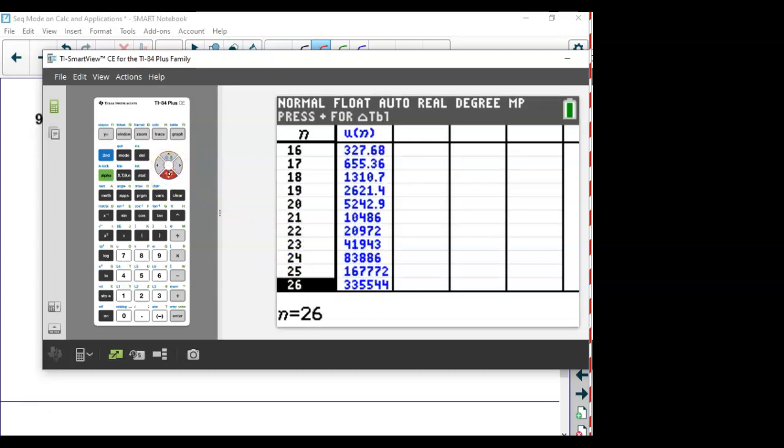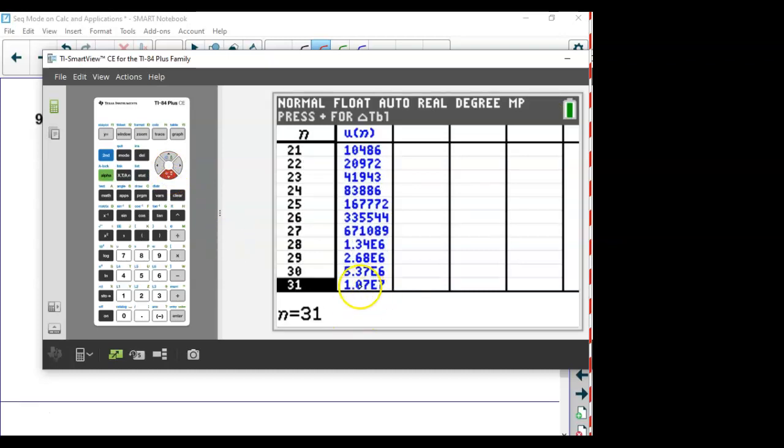Go out to, how many days does March have? 31. Does anybody look at that number? If you move your cursor over there, what is that number? $10 million. $10 million on the 31st day, starting with a penny.